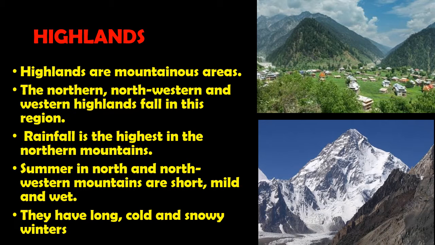As you all know, northern areas have beautiful winter weather. Snow falls in winter and the temperature goes below the freezing point. Right? So this is the first climatic zone of Pakistan, highlands, and highlands are the mountainous areas. The northern, northwestern, and western highlands fall in this region.